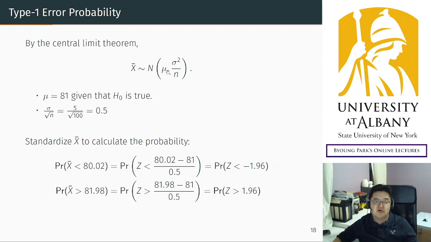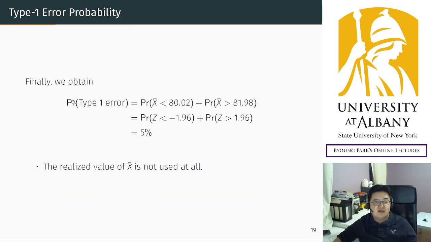Then, using those two parameters, you can standardize X bar in the probability. So this probability can be standardized in this way. Subtract the mean and divide by the standard deviation, which will be z smaller than minus 1.96. And the other side will be symmetric, probability z greater than 1.96. And then again, type 1 error probability will be the sum of these two probabilities, which will be 5% in the end.